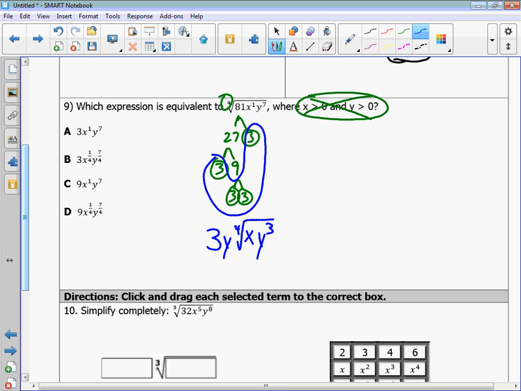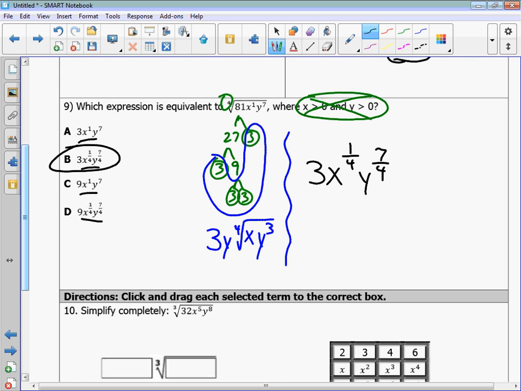Oh, never mind, that's not an answer choice. I led you totally wrong. That is equivalent, just not one of my answer choices. Now that I look at my actual answer choices, they are in exponential form. So, take this fourth root of 81, we know that's 3. And x raised to the 1/4 power, y to the 7/4 power. That would have been a lot easier, but you guys should have told me. So that is also equivalent.